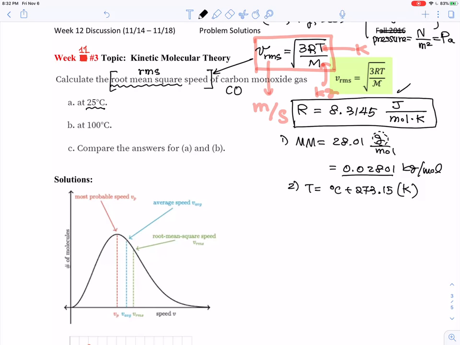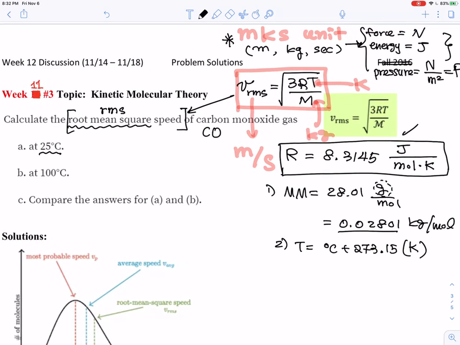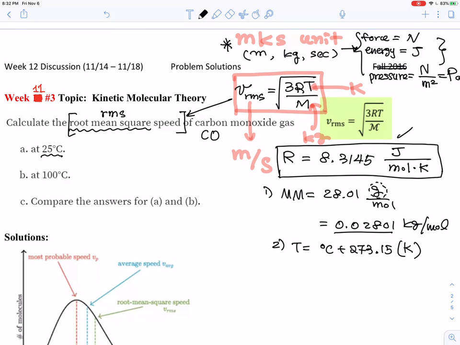Having said that, I can do the following now. What is this at 25 degrees C? VRMS, once you know the MKS units, is pretty straightforward. It is 3 times R, which is 8.3145, times T, which is 25 plus 273.15.